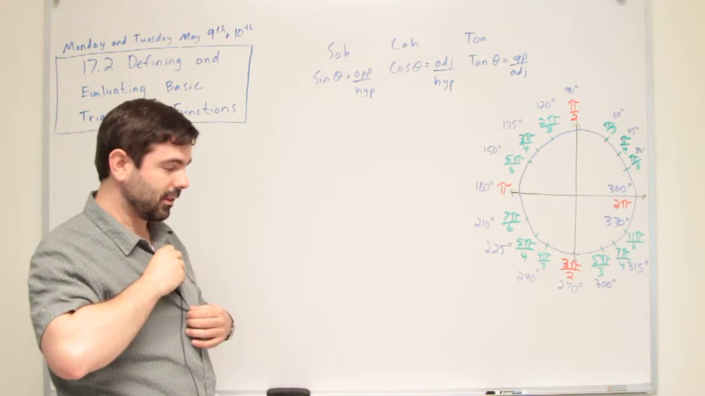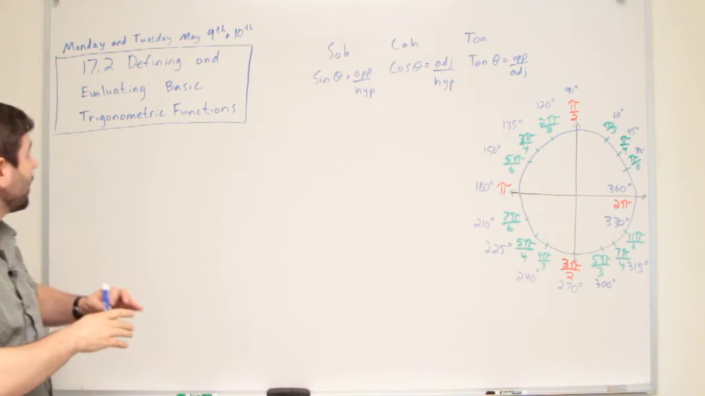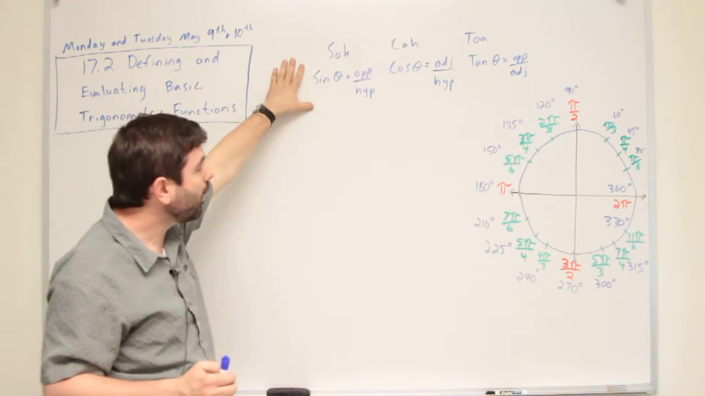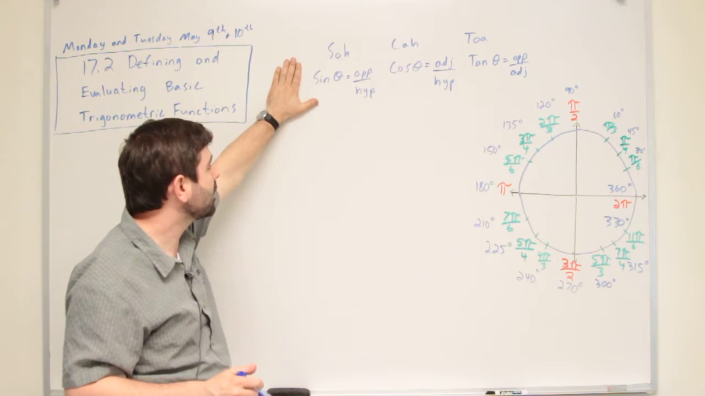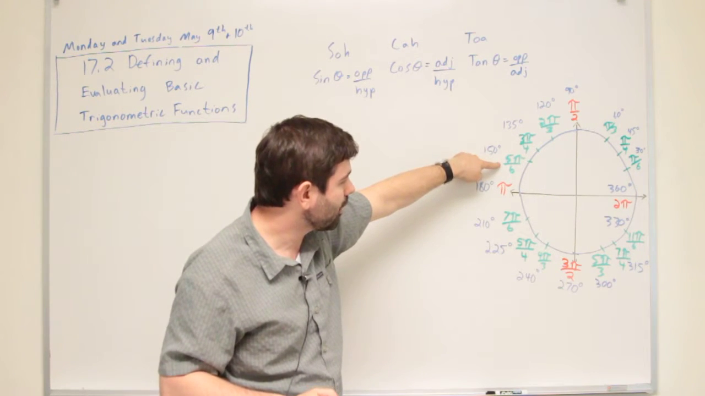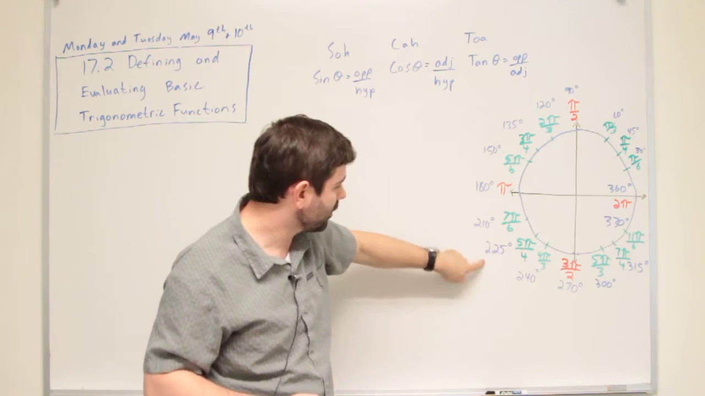Hey guys, this is our lesson 17.2, defining and evaluating basic trigonometric functions, and this is your lesson for Monday and Tuesday, May 9th and 10th. We're going to be using SOHCAHTOA, which you remember from geometry. I'm going to be using the unit circle with our radian angle measures and our degree angle measures.